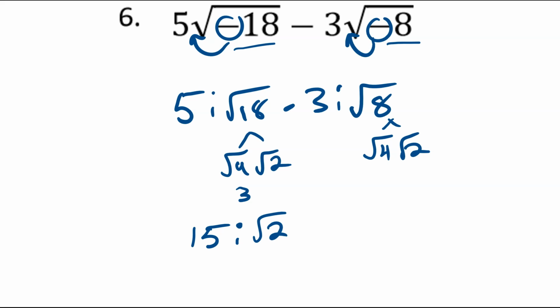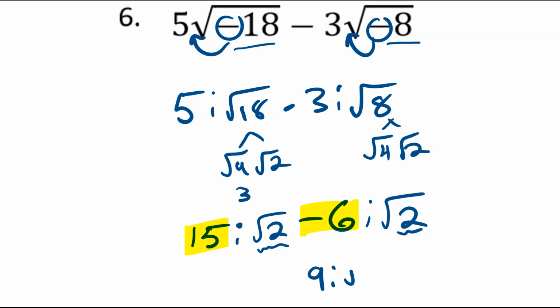And 4 turns into 2. 2 times 3 is 6i radical 2. So remember the rules for adding and subtracting radicals. You need to have the same number under the radical and the same variable to the same exponent. In this case, we don't have any variables, but we both have an i and a radical 2. So I can just take these coefficients of 15 and minus 6 and combine those to make 9i radical 2.